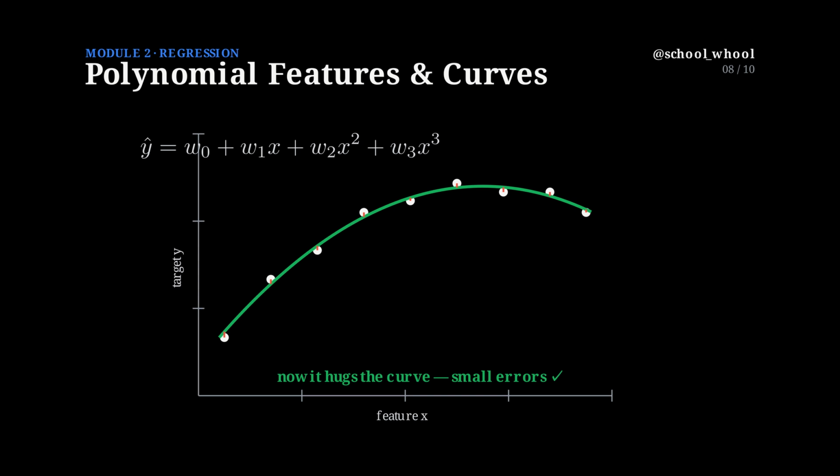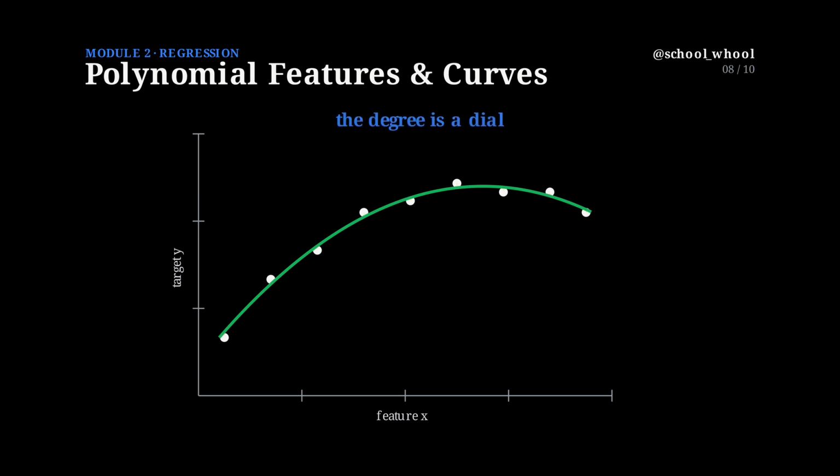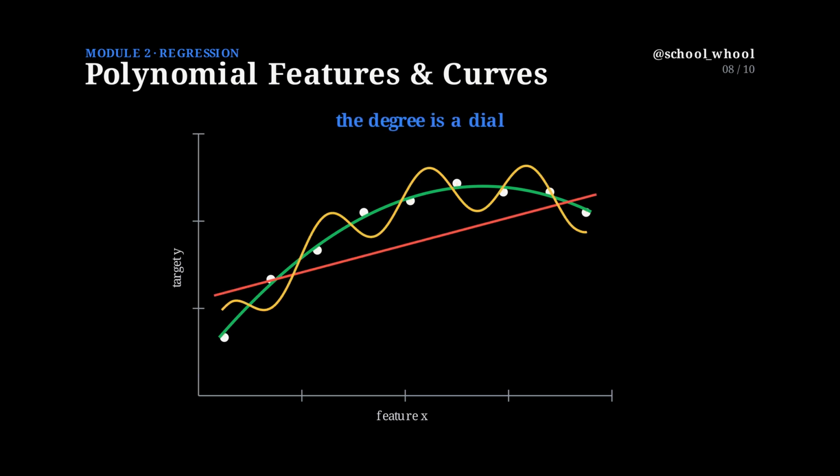The highest power is called the degree, and it is a dial you control. Too low, and we are back to underfitting. Just right, and the curve tracks the true shape. But push the degree too high, and the curve wiggles wildly, chasing every random bump in the data. That is overfitting. And here is the subtle beauty of it.